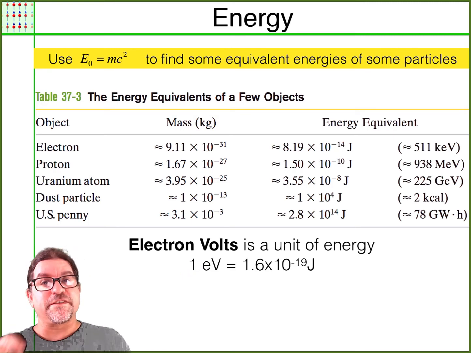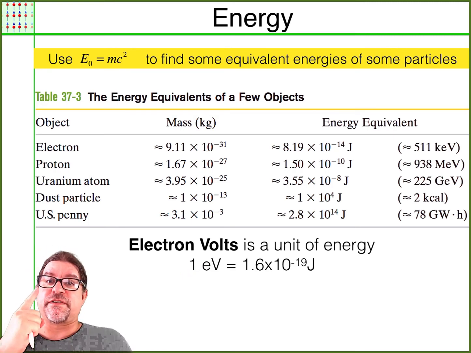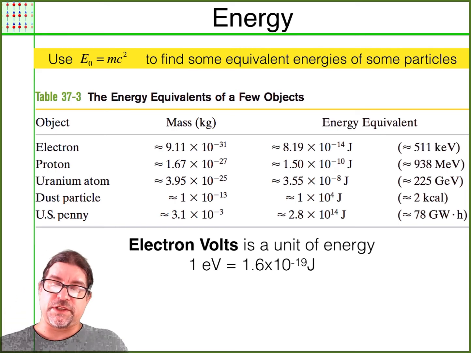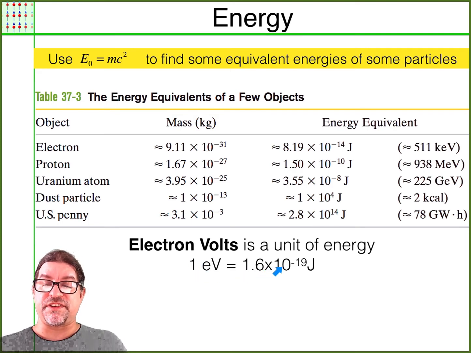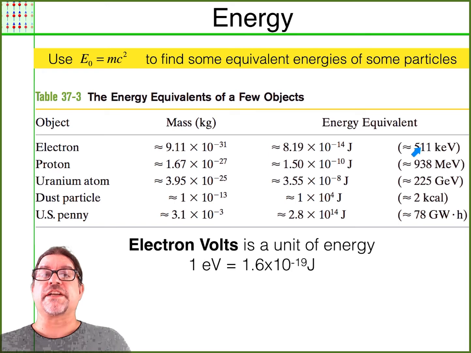So 1 electron volt is the energy gained by an electron when it's accelerated through 1 volt. And because of the charge of an electron, 1 electron volt ends up being equal to approximately 1.6 times 10 to the negative 19 joules. That's the conversion factor between electron volts and joules. And so for an electron, if you convert it to energy using E equals mc squared, and then you convert it to electron volts, it turns out that an electron has an energy of about 511 kilo electron volts.